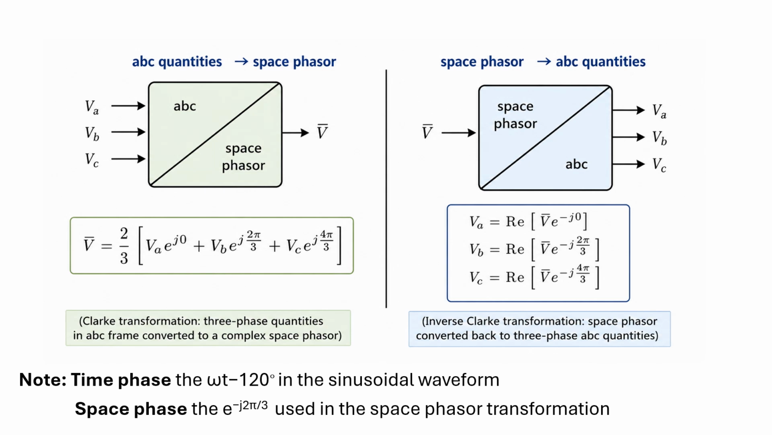See, this is the VA VB VC frame and this is the space phasor frame. We are converting alternating quantities VA VB VC into a single vector space phasor V bar. So V bar equals 2/3 (VA e^(j0) plus VB e^(j2π/3) plus VC e^(j4π/3)). And if you do the reverse action, we can convert this V bar back to VA VB VC like this. And we can represent VA VB VC as the real part of V e^(j0), the real part of V e^(-j2π/3), and the real part of V e^(-j4π/3).